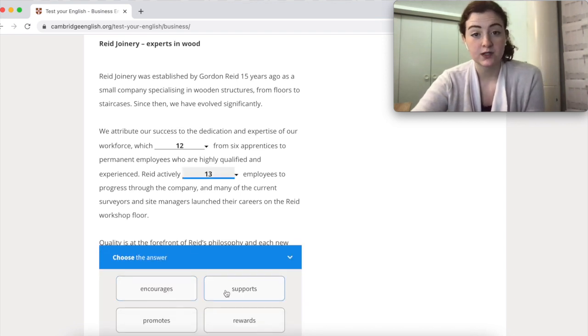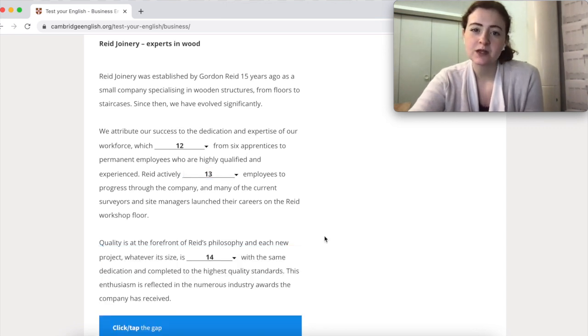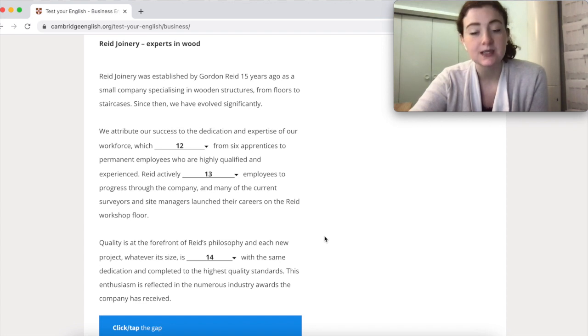Now let's have a look at number 13. Encourages, supports, promotes, rewards. Reed actively encourages employees, actively supports employees, actively promotes employees, or actively rewards employees. Just a little tip, make sure to read the whole sentence before you select your answer, as the word order and prepositions in the sentence will give you some clues as to which word you should use.